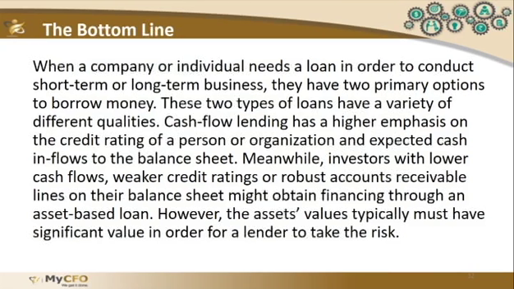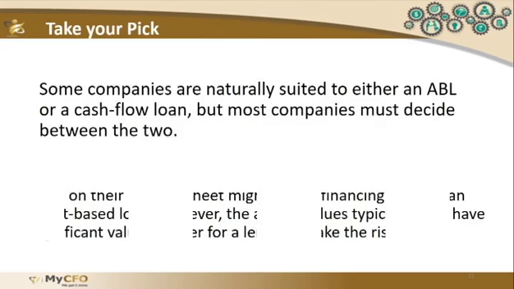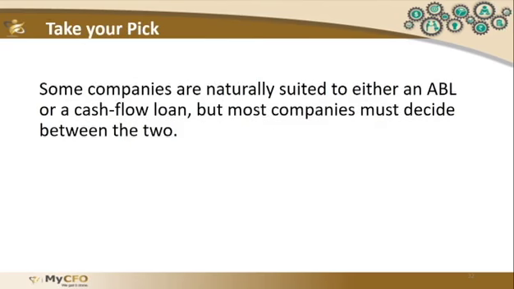However, the asset values typically must have significant value in order for a lender to take the risk. So it depends what you have to offer to the lender, and that is the right type of loan for you. So you have to take your pick. As noted, some companies are naturally suited to either an ABL or a cash flow loan, but most companies must decide between the two. Ideally, they should speak with lenders that offer both products and can lay out the pros and cons for each for a specific company's particular situation.